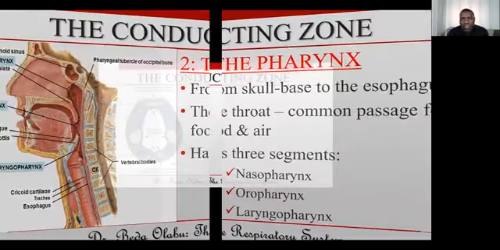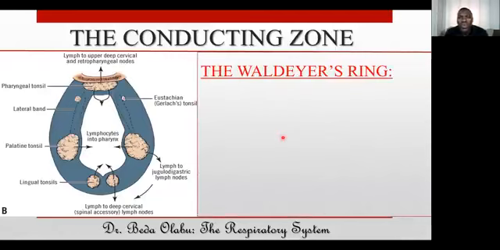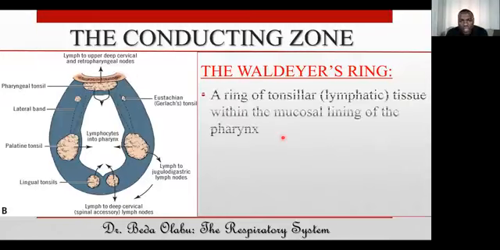Around the pharynx, we have what we call the Waldeyer's ring. What is Waldeyer's ring? The Waldeyer's ring represents a ring of tonsillar tissue. Tonsillar tissue is lymphatic tissue. This lymphatic tissue is embedded within the mucosal lining of the pharynx.